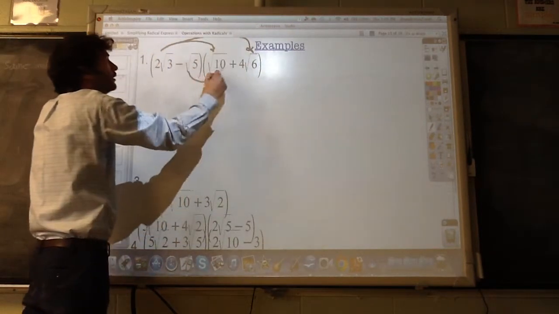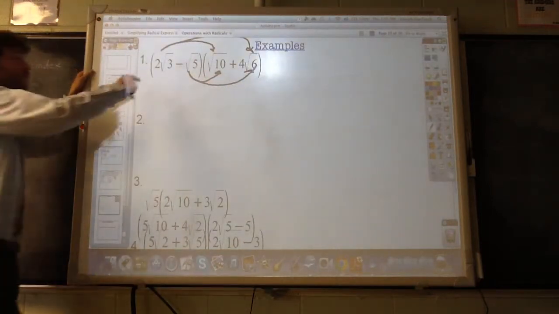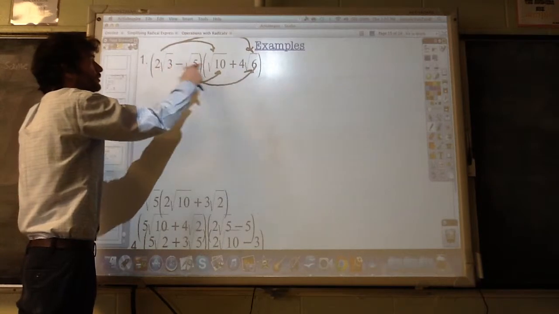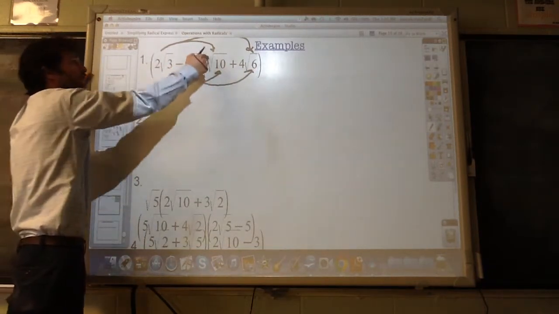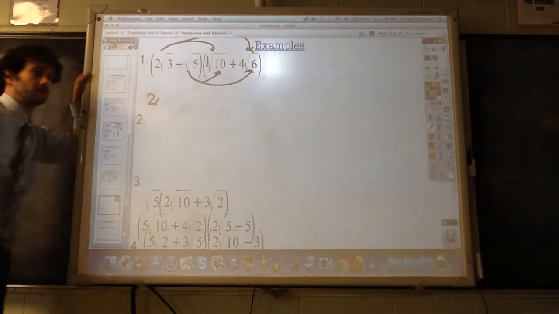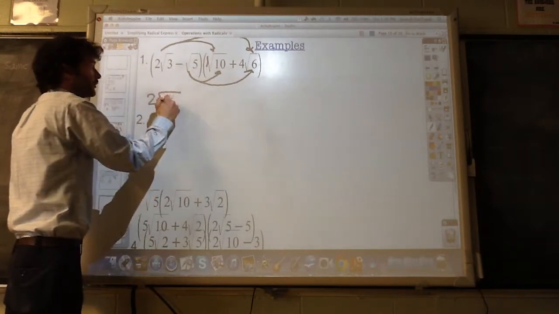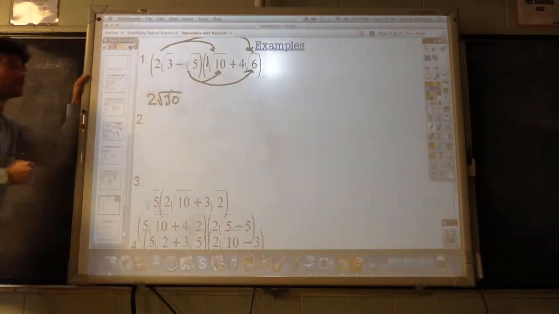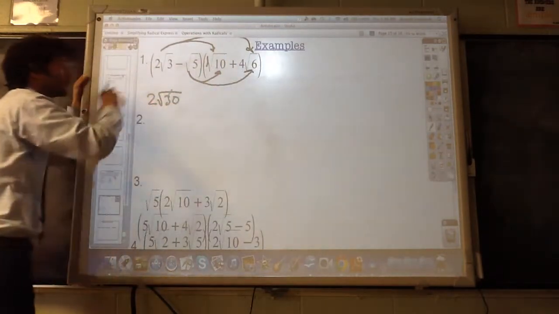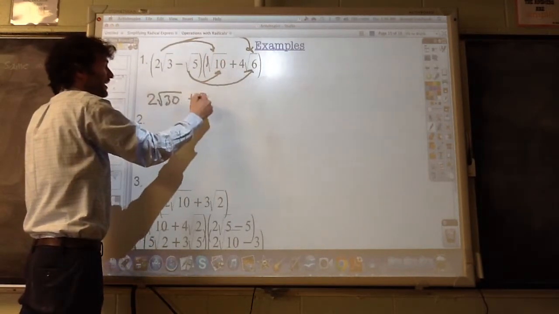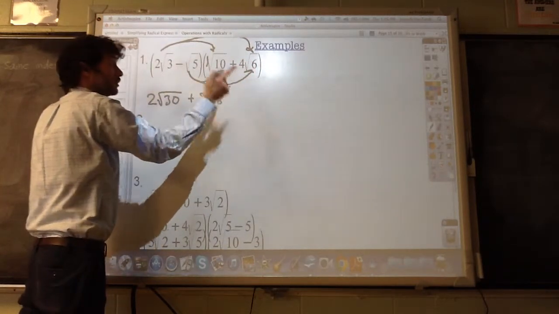First, outer, inner, last. So when I multiply 2 times the square root of 3 times the square root of 10, I multiply the 2 times the understood 1, and I get a 2 on the outside, times the square root of 30. On the inside, it's 3 times 10, and that's the square root of 30. Then when I multiply 2 times the square root of 3 times 4 times the square root of 6, the 2 and the 4 get multiplied to give me 8, and the 3 and the 6 get multiplied to give me 18.